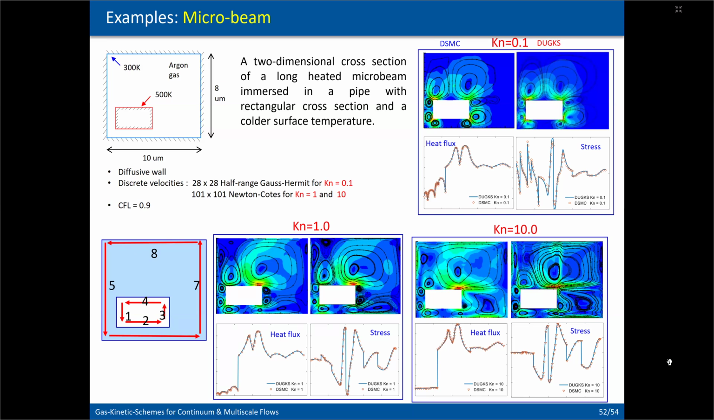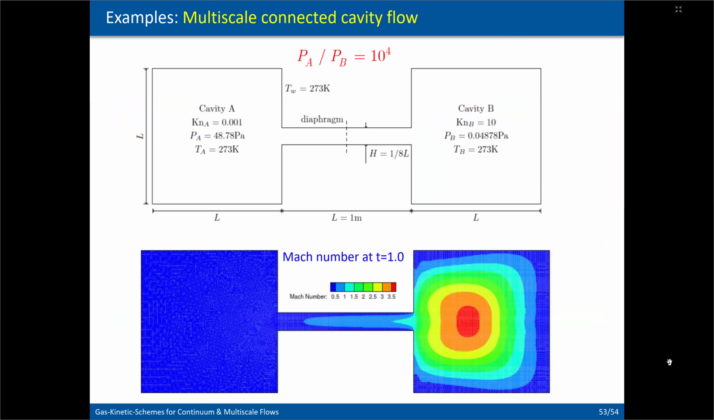We measured the heat flux, stress, and around 8 volts. And compared to the DSMC data, we can see good agreement can be observed. And the last example is a multiscale problem.